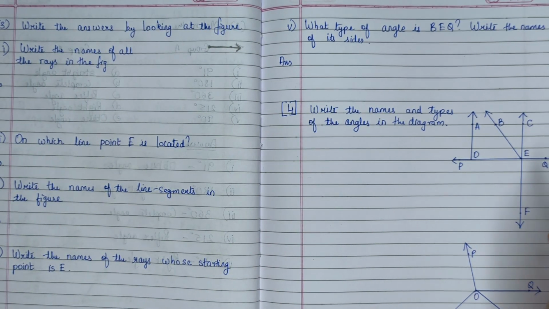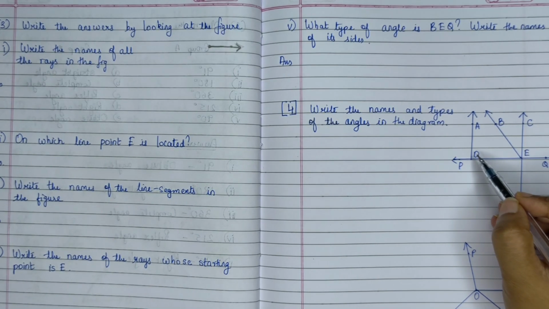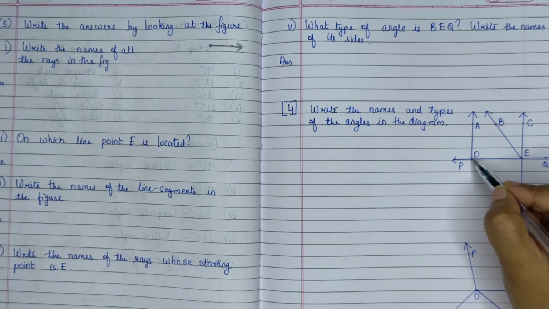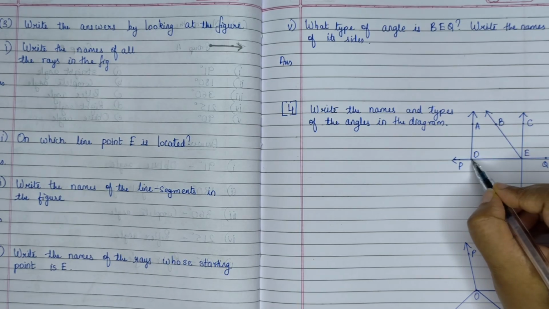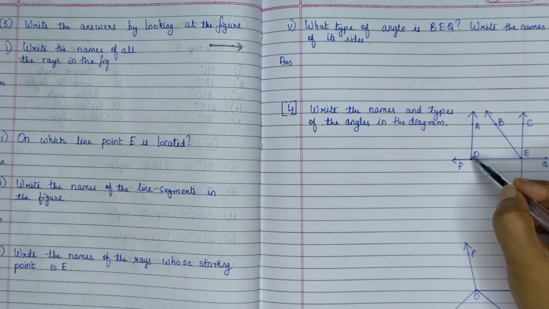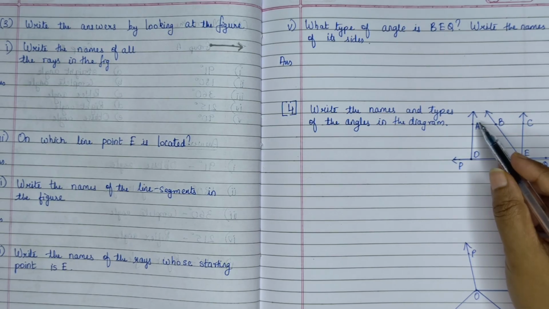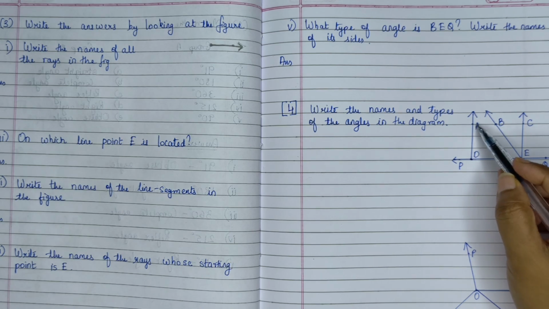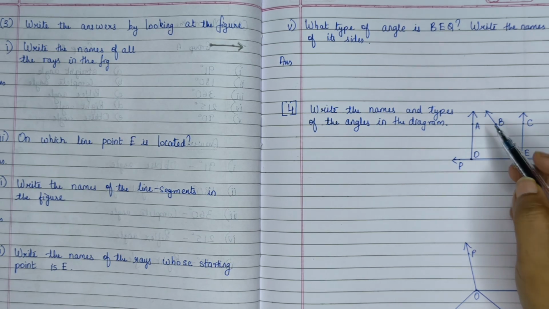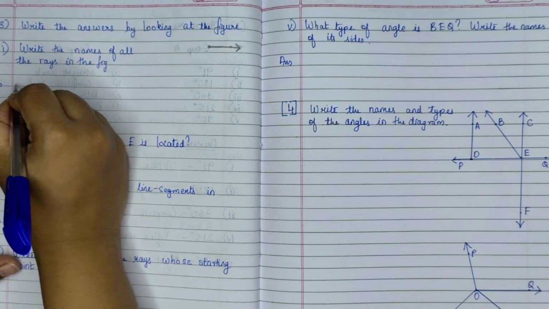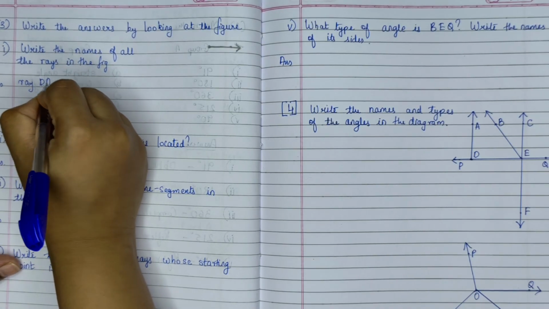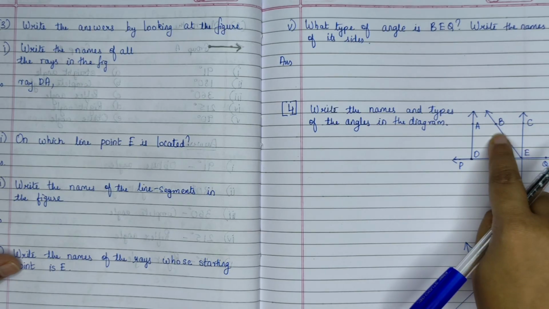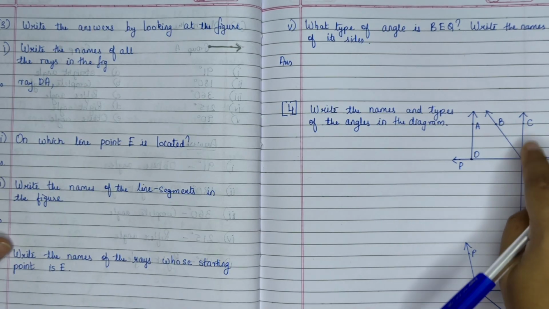So here we have a ray. For a ray we cannot name it AD. You cannot name it from this side. You have to name it from the starting point. The starting point is here. So the ray will be DA, sorry, not AD, DA. AD is wrong. You have to name it DA. So first see, ray DA. Then you can name it as ray EB, EC.